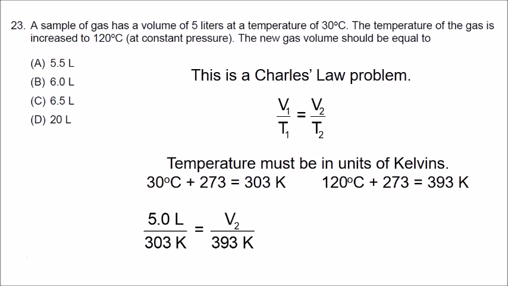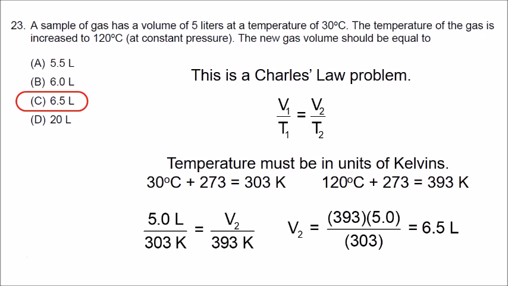So 5 liters is the initial volume, and the initial temperature is 303 kelvins. The new volume is we don't know yet, and the new temperature is 393 kelvins. So the new volume is going to be 5 times 393 divided by 303, and that gives us an answer of 6.5 liters.